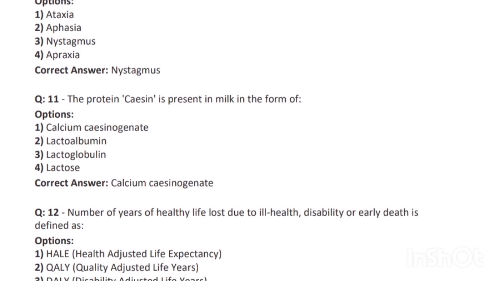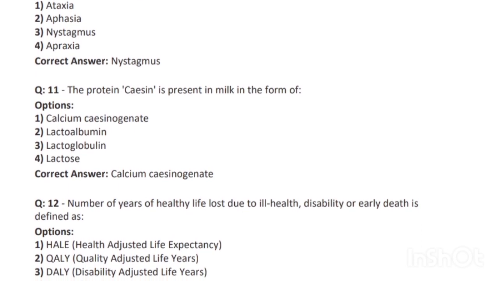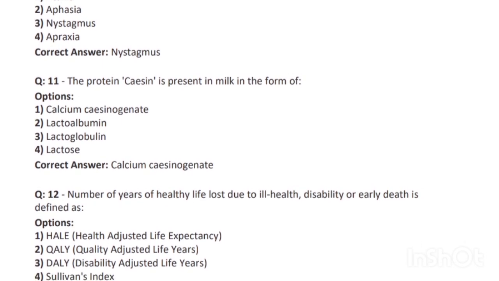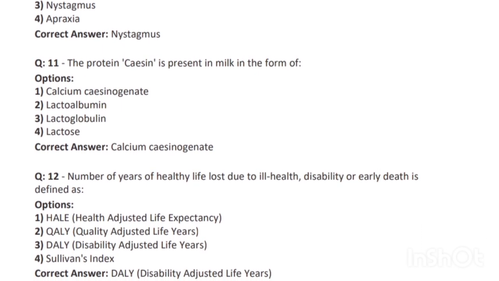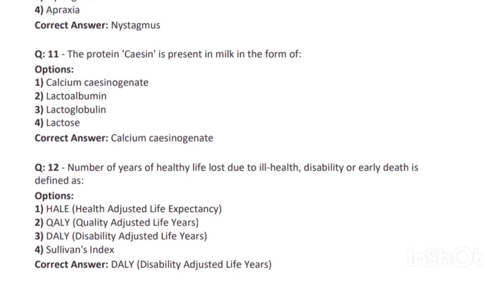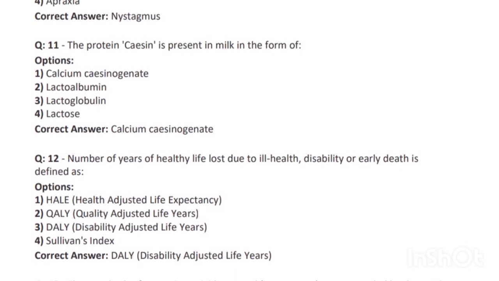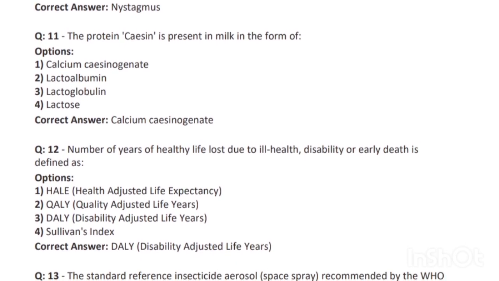Question number 11. The protein casein is present in milk in the form of: calcium caseinogenate, lactoalbumin, lactoglobulin, lactose. So the correct answer is calcium caseinogenate.